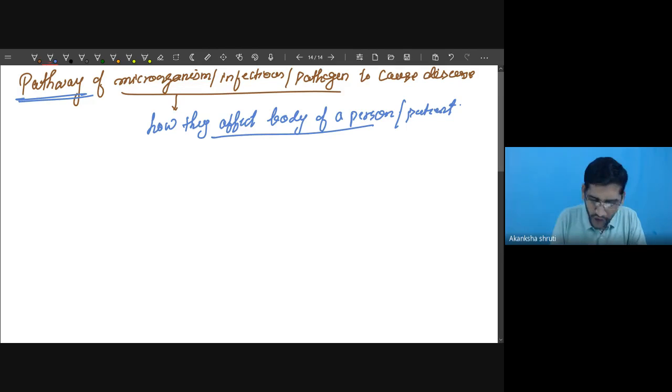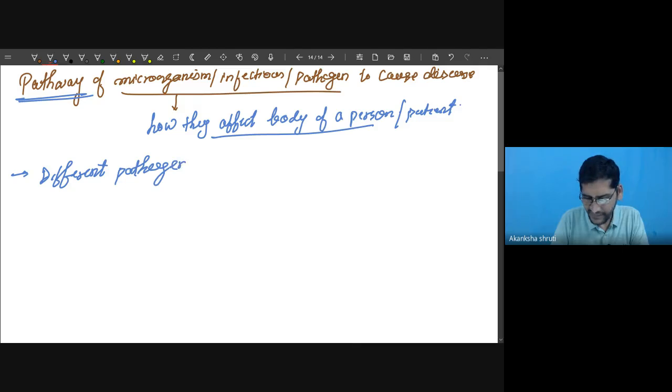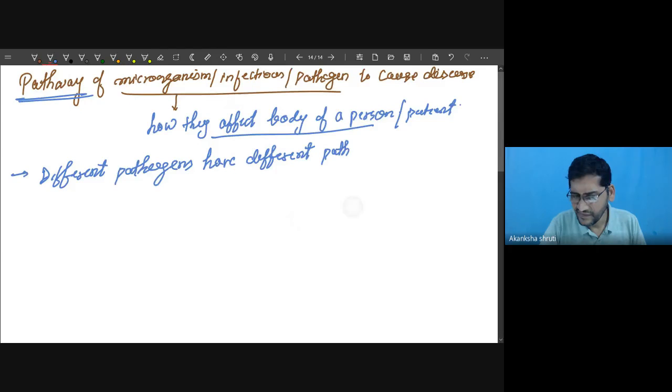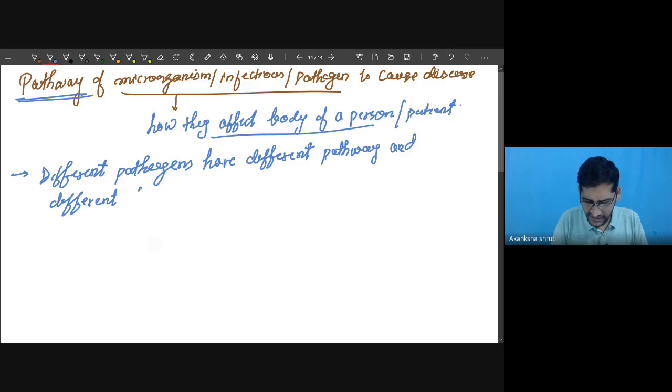Students, different microorganisms have different pathways. Though all of them enter into the body, they have different target organs. So different pathogens have different pathways and different target organs.